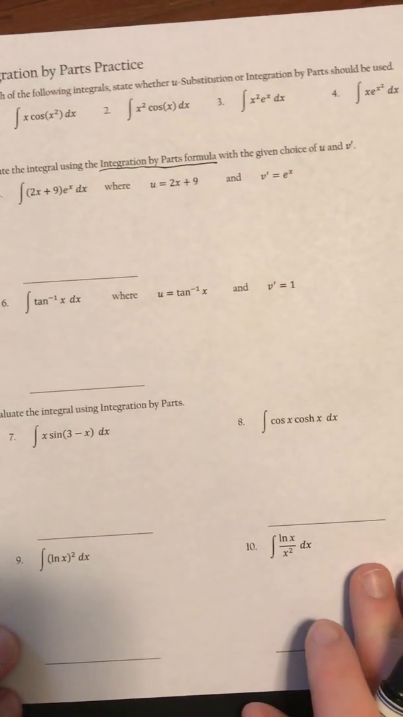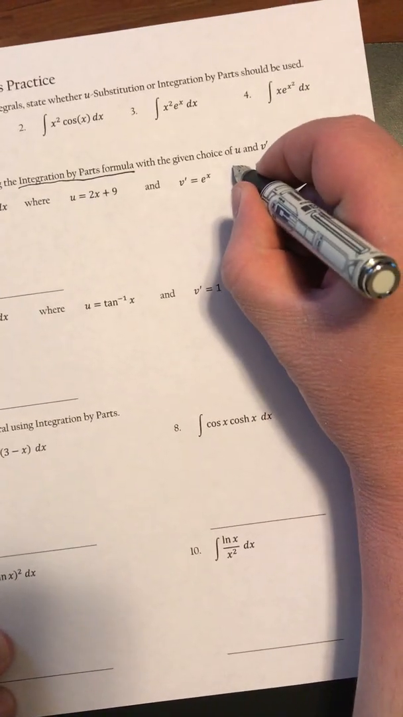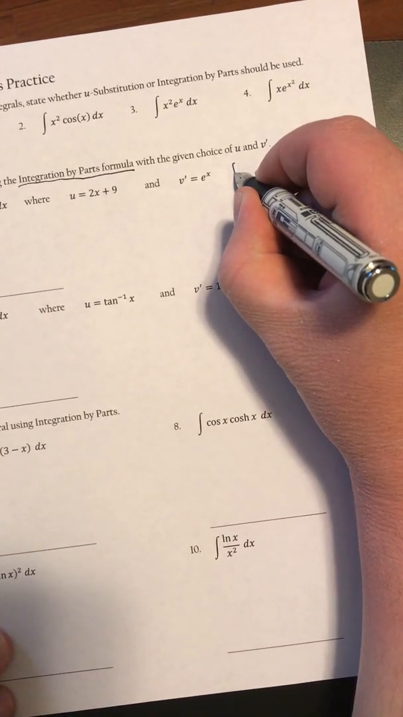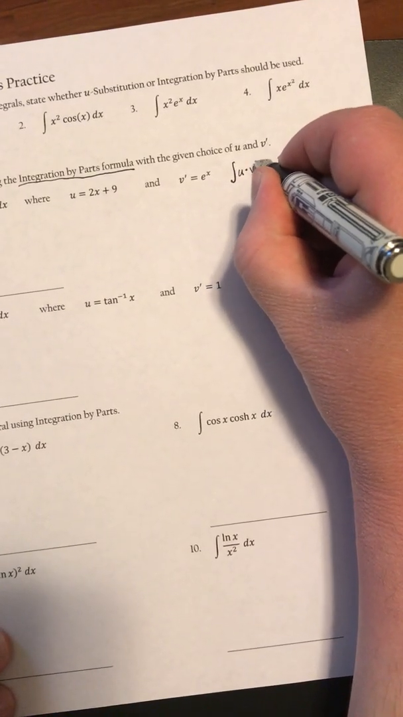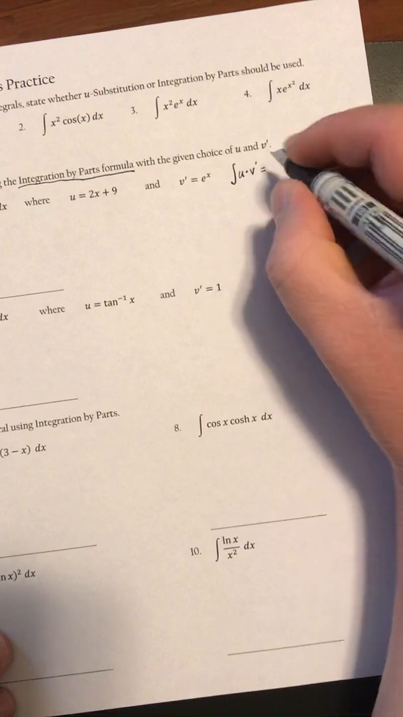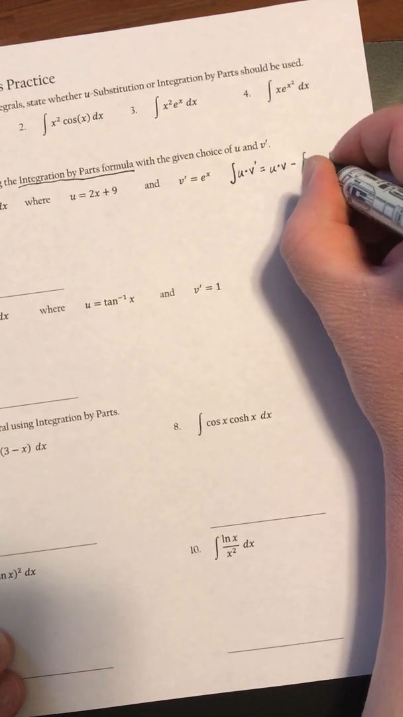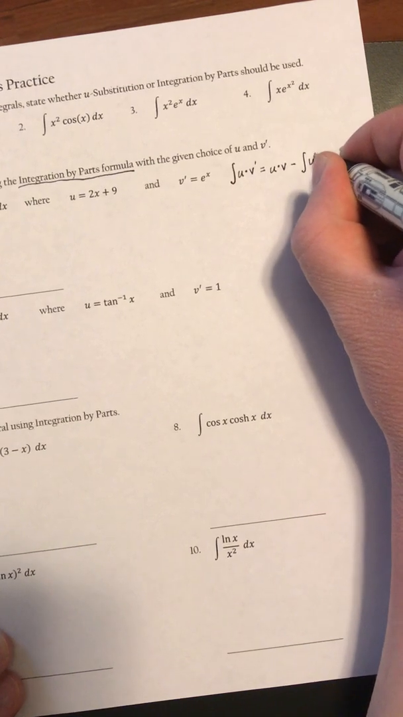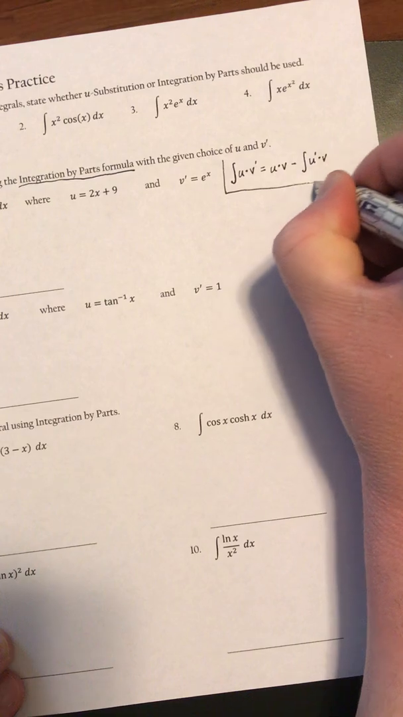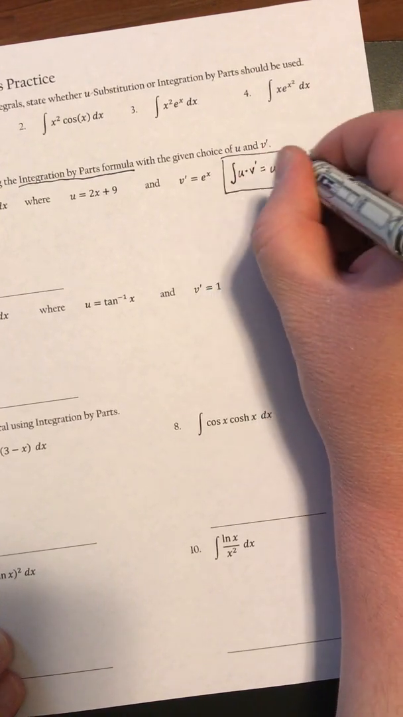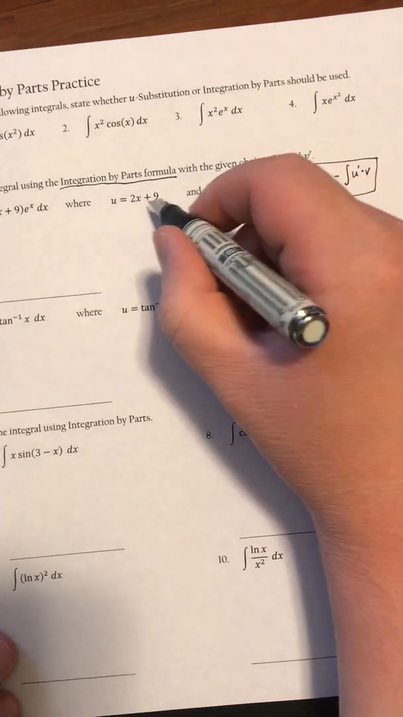Well, the first thing I'm going to do is write down what the integration by parts formula is. I'm going to do that over here. So the integration by parts formula goes a little something like this. If I have an integral of u times v prime, I can simplify that as u times v minus the integral of u prime times v. Now, usually these are in terms of x or some other variable, so these u and v substitutions just happen to take place of what other variable I'm using. So in this case, I'm using x.